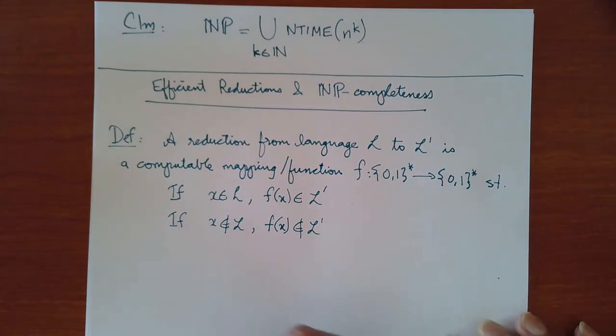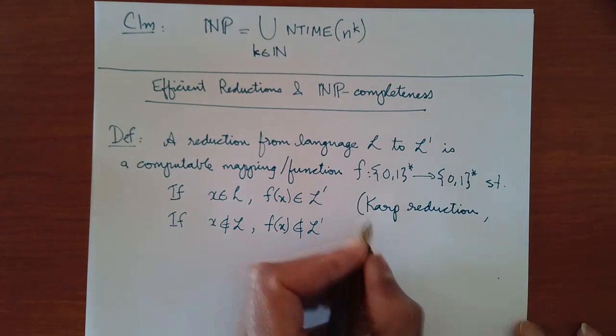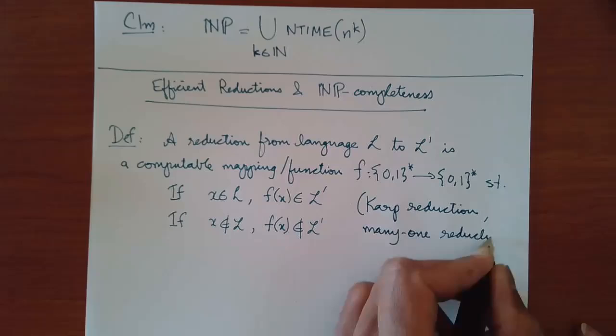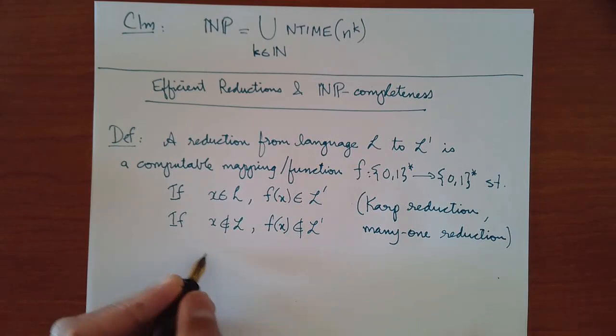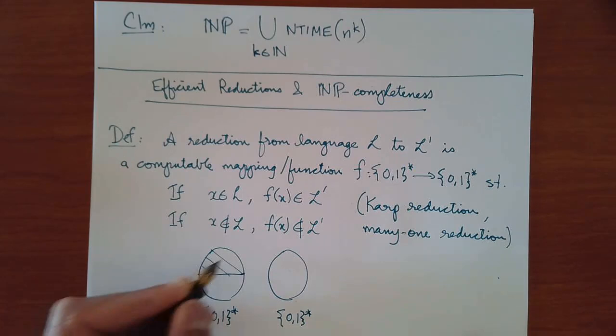This is specifically referred to as a Karp reduction. It's also called a many-one reduction. There are other notions of reductions known as Turing reductions. Okay, so the picture that one should have in mind is to think of this as the universe of all strings, each of these blobs. And I'm going to divide this into, I think of the set here as L.